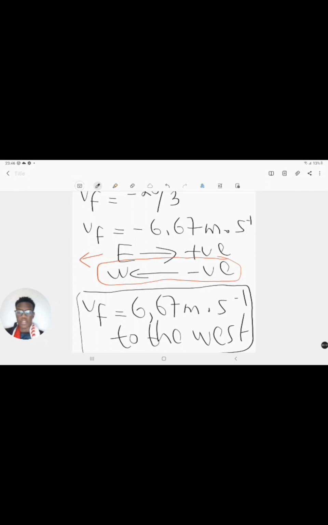Okay, so that's it. That's the example calculation for momentum and the law of conservation of momentum. We will carry on with this topic in the next couple of videos.